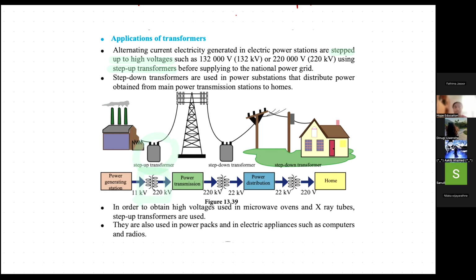Okay. Step down transformers are used in power substations to distribute power obtained from the main power transmission station to homes.